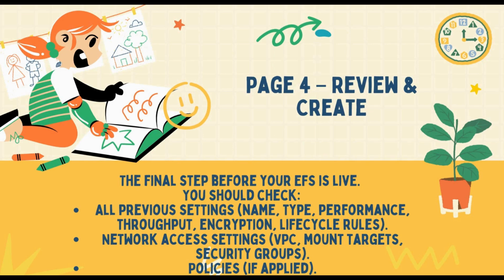And finally, the review page. This is the last call before AWS spins up your EFS. You quickly double check your settings: name, type, performance, encryption, lifecycle rules, network access, and any policies you added. Once you hit create, AWS provisions the file system, sets up your mount targets, and gives you a DNS name. You can use it to mount it from your EC2 instances.